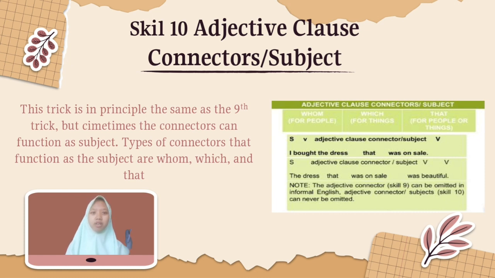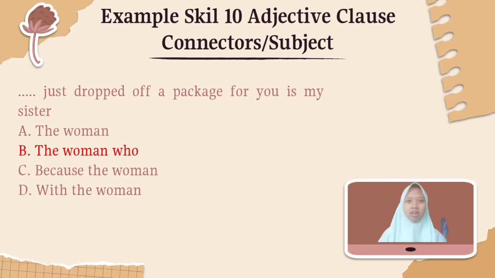A good example of this is: blank just drove off a package for you is my sister. A. The woman. B. The woman who. C. Because the woman. D. With the woman. In a question like this, the answer is B. But do you know why the answer can be B? Let's discuss. First, find the subject and verb.